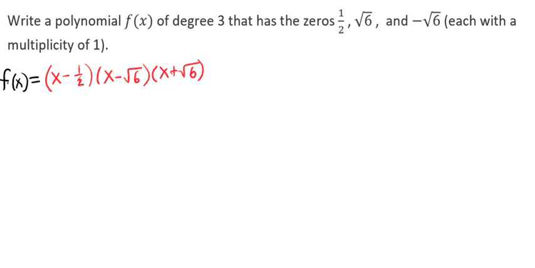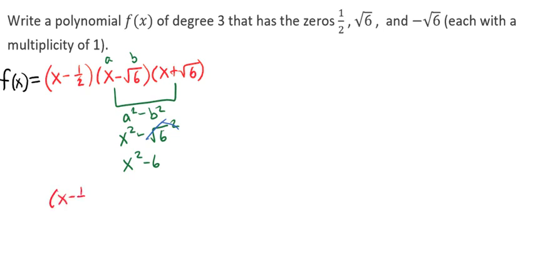So we can take that, and we notice here that these are conjugates, and when we multiply conjugates, we can take the a squared minus the b squared, given that our x is the a and the radical 6 is our b. So we'd have x squared minus radical 6 squared, and we would be able to cross out our square root and our square, leaving us with x squared minus 6, which leaves us now with x minus 1/2 times x squared minus 6.